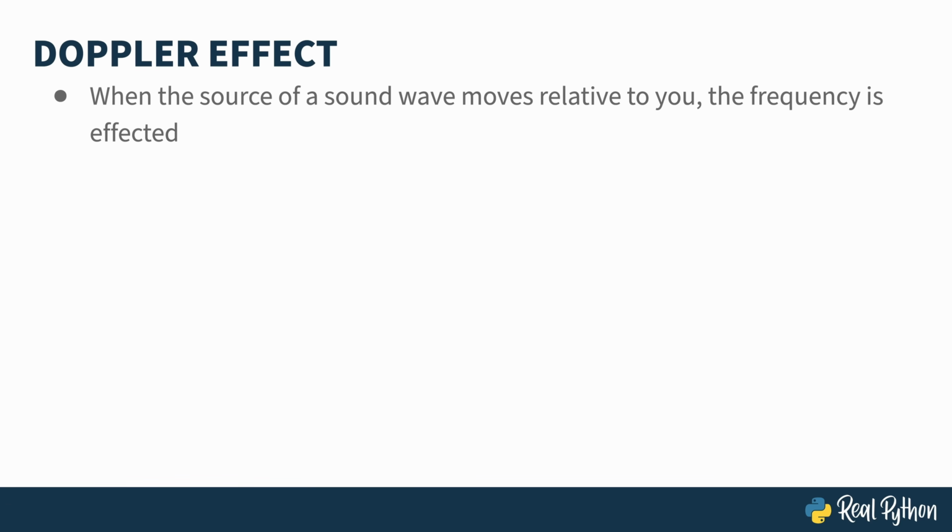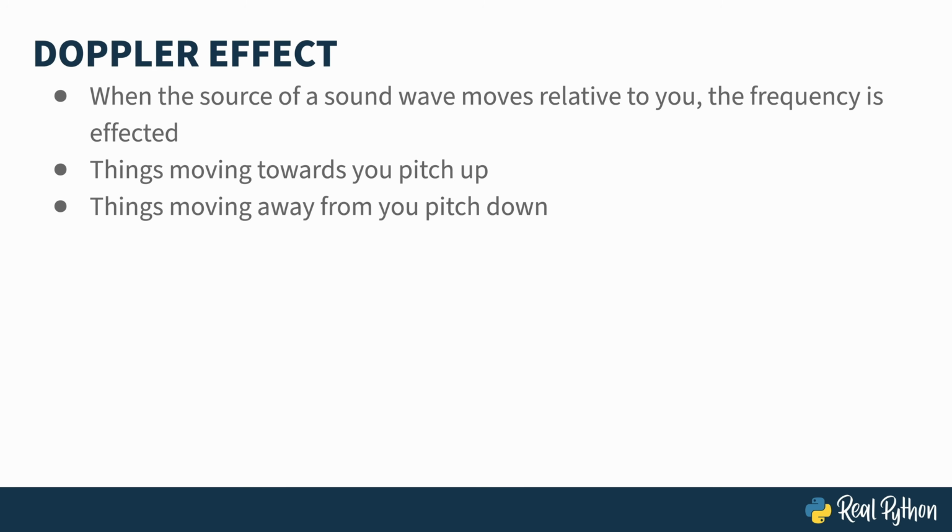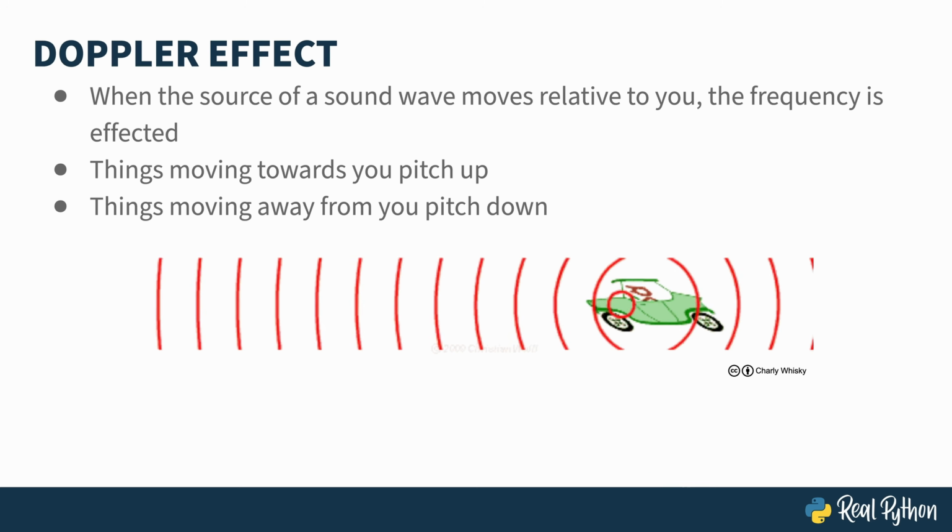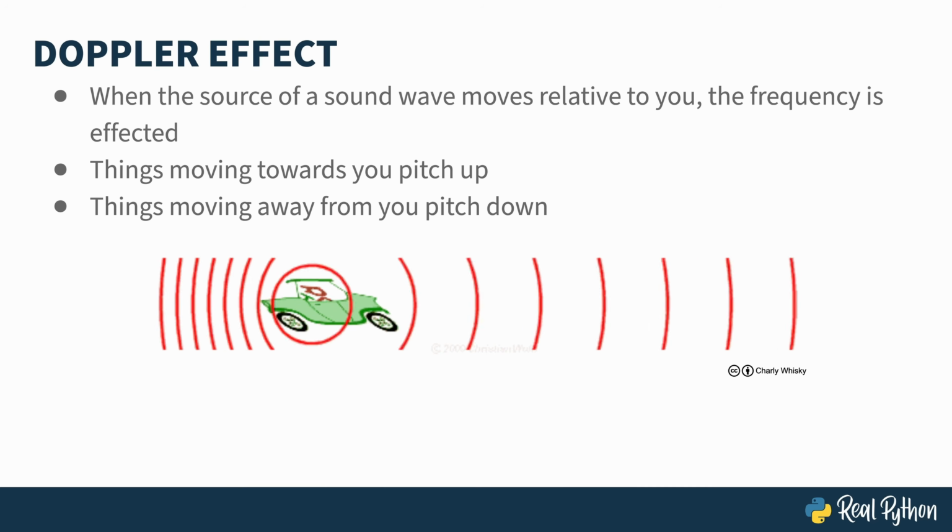Consider a thing that is emitting sound and moving relative to you. Its motion affects the frequency that you hear. If it's moving towards you, the pitch goes up, and if it's moving away from you, the pitch goes down. You can experience this by listening to the siren of a fire engine going by you on the street.